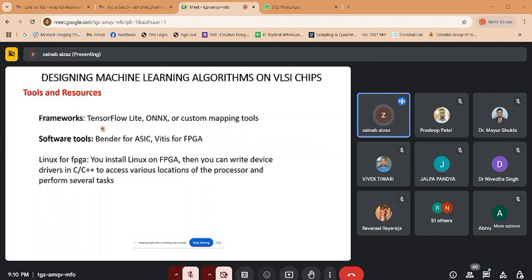Yeah. So I would tell you software tools first, right? I have Blender for ASIC. This Blender is used at ETH Zurich in Switzerland. So how do they do it? Blender is a tool that has so many tools together.